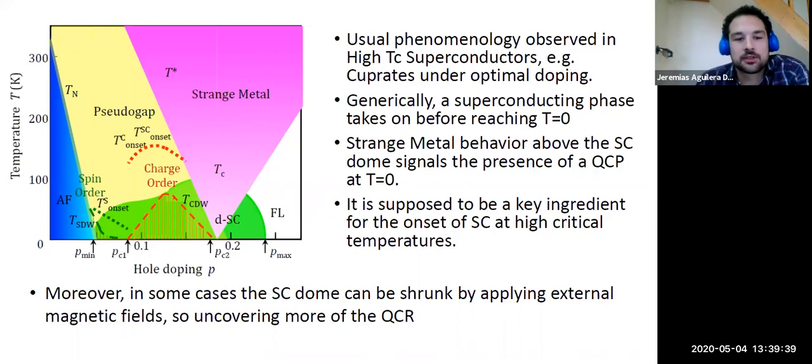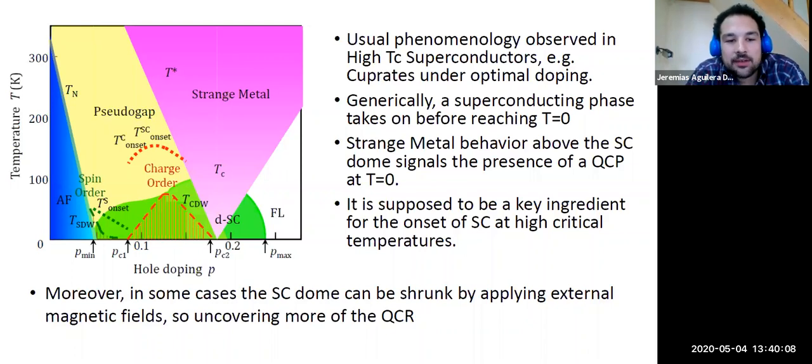Another piece of motivation, additional in the case of this kind of compounds, is that usually we cannot go all the way down to zero temperature because there is a superconducting phase taking over at some finite temperature, a critical temperature TC. But in these compounds, generically, this TC is relatively high. So it is hard to fit in the usual BCS models.